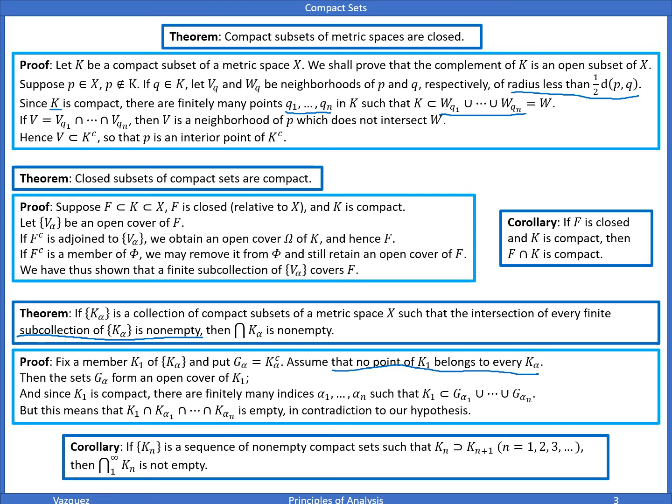And our last corollary, if K sub n is a sequence of non-empty compact sets, such that every Kn is contained in K sub n plus 1 for all n, then the intersection of all those sets is not empty.